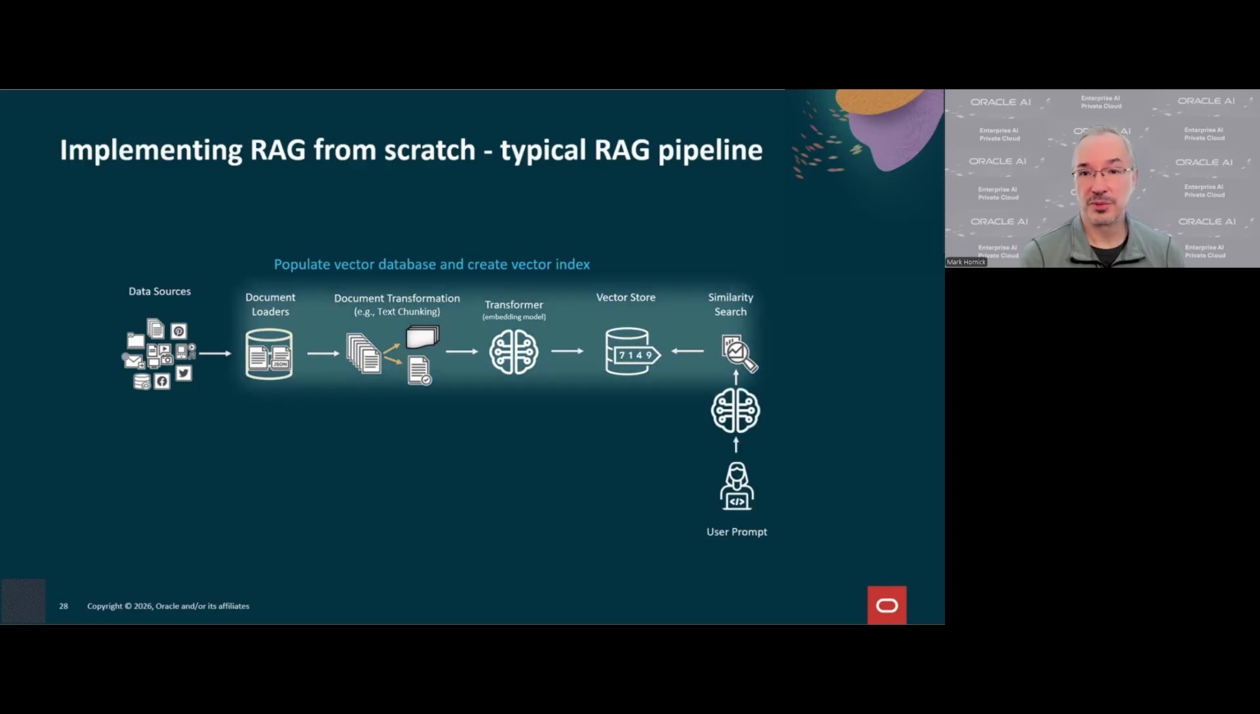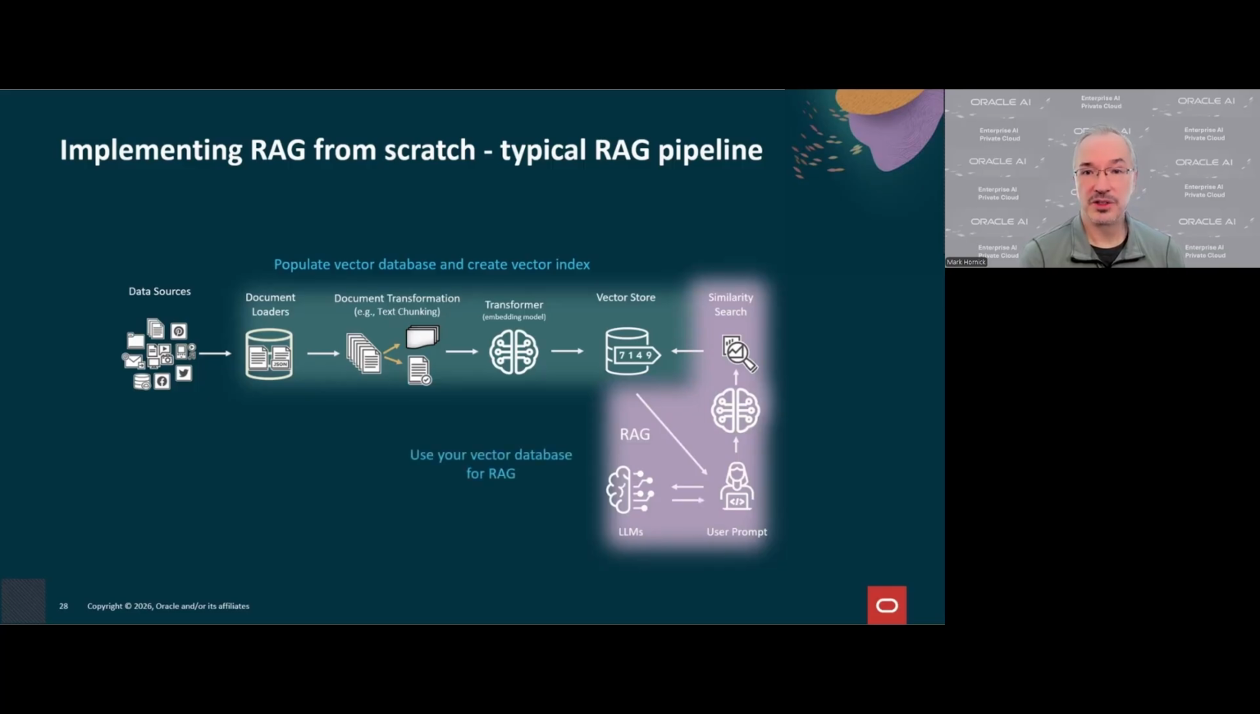Next, when we want to perform a search, the user prompt is converted into a vector using the same transformer model. The system quickly compares this query vector to those in the vector database. Now, with millions or even billions of vectors, a naive search would be computationally expensive, so advanced indexing techniques are applied to enable fast, accurate retrieval.